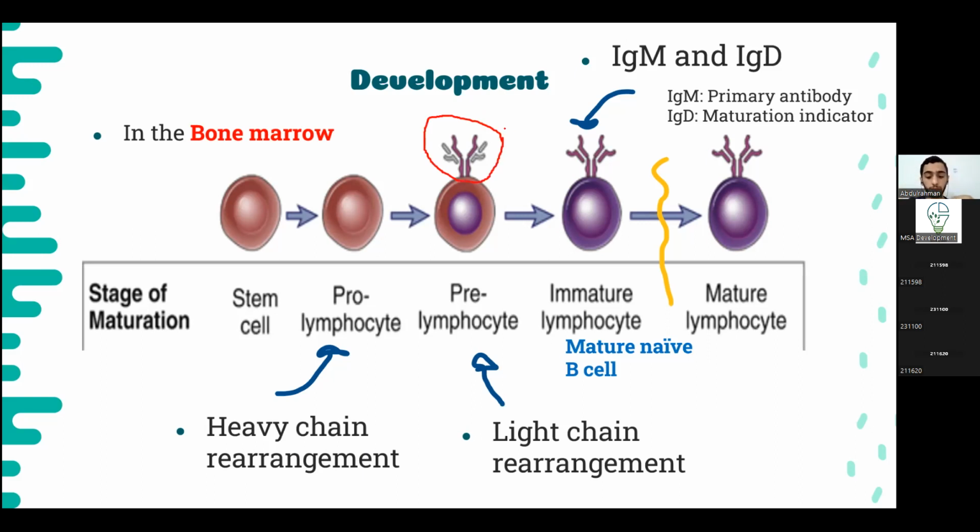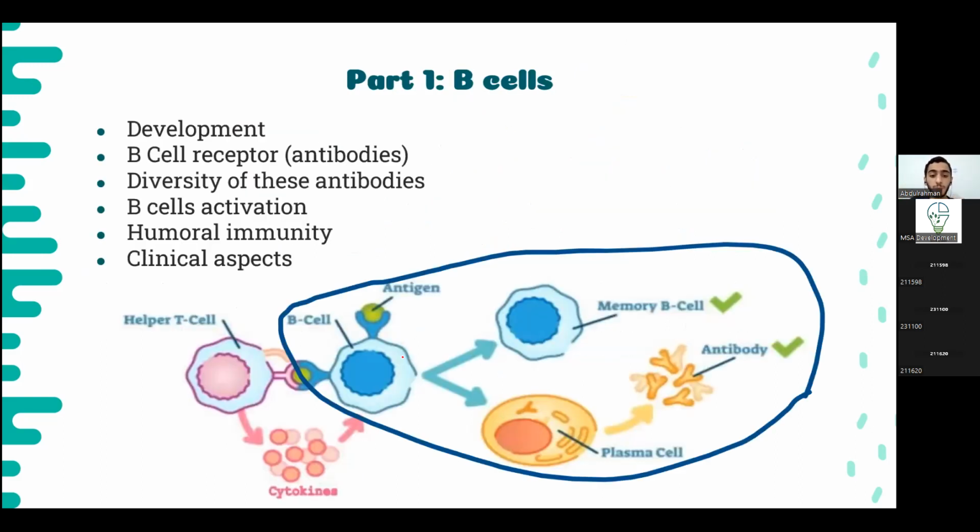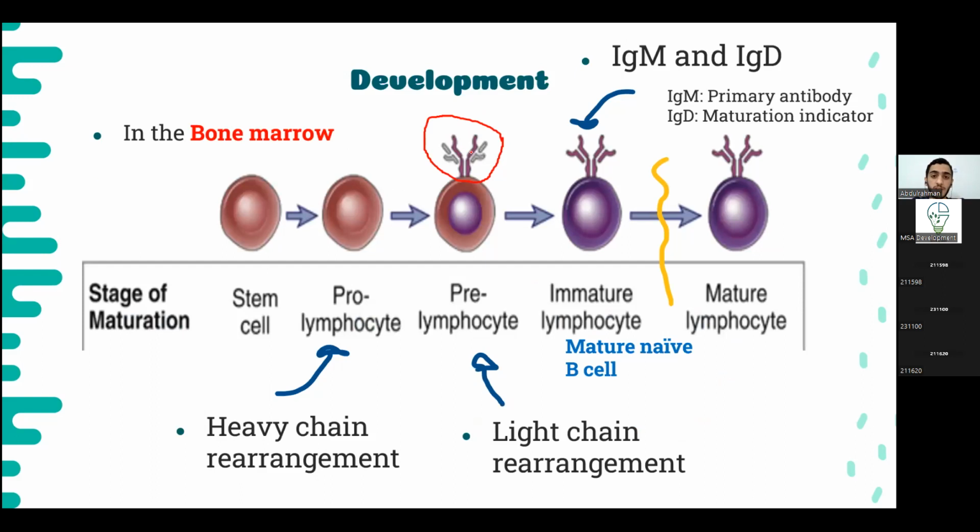Because if you go back here, the final function of B cells is that they are going to release antibodies, like become plasma cells to release antibodies to destroy whatever infection they're trying to attack. These antibodies are the B cell receptors. Okay, so when we're discussing the development of B cells, we're discussing the development of these B cell receptors.